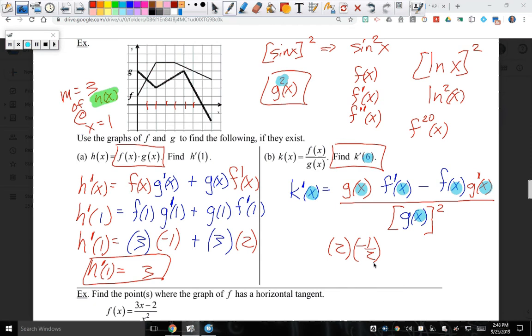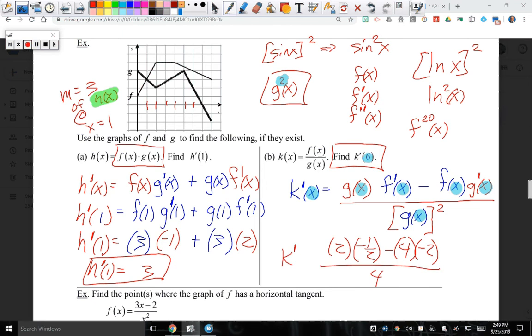Four. Nice. 4. And what is anyone? G prime at 6? -2. And it's all over g of 6 squared. So what's g of 6? So it'd be over 4.